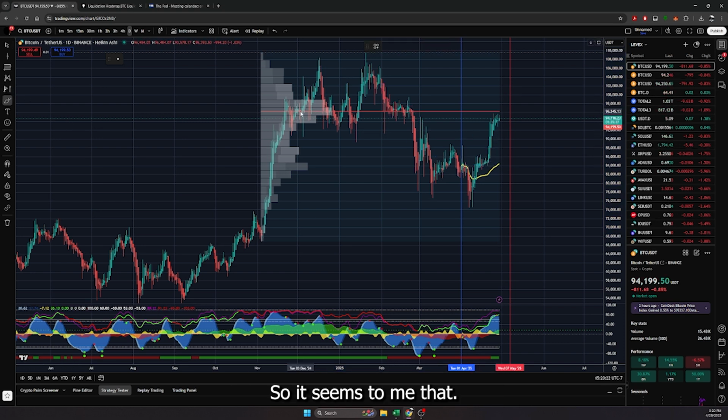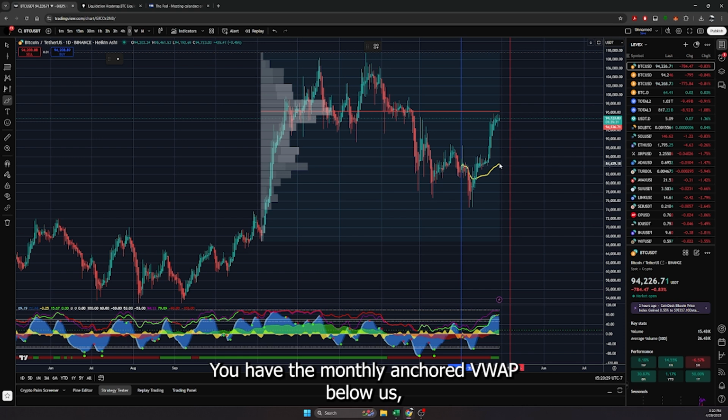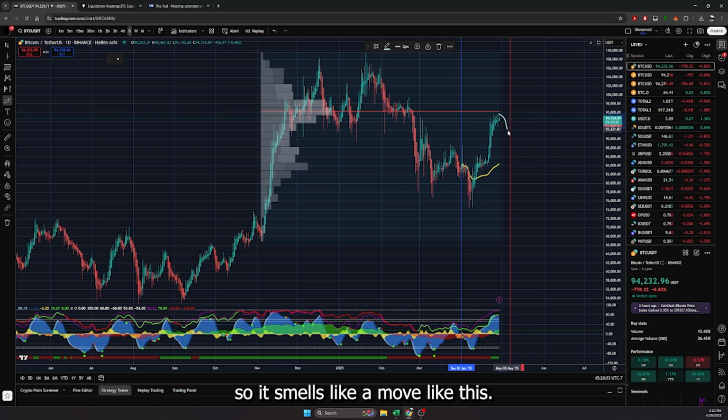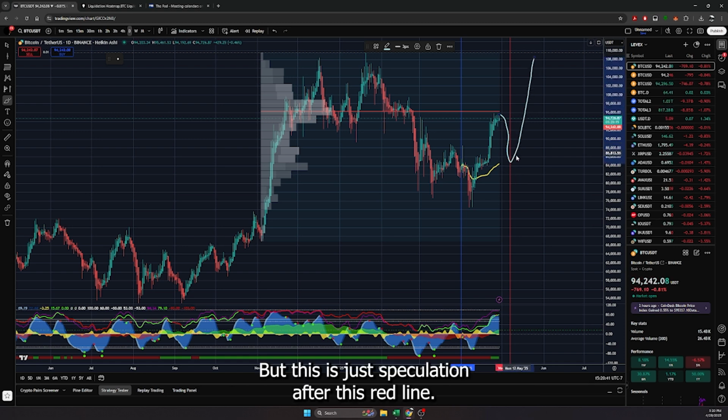So it seems to me that we hit our head on the point of control. You have the monthly anchored VWAP below us. So it smells like a move like this. Boop. And then maybe you come back up. But this is just speculation.